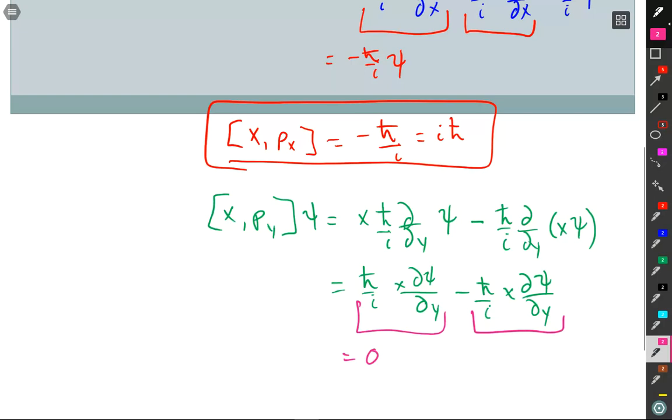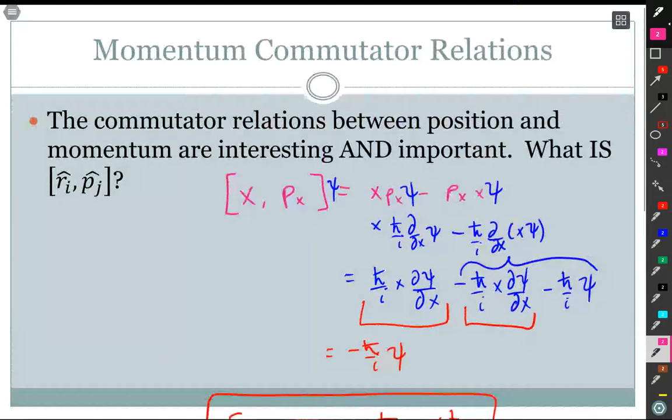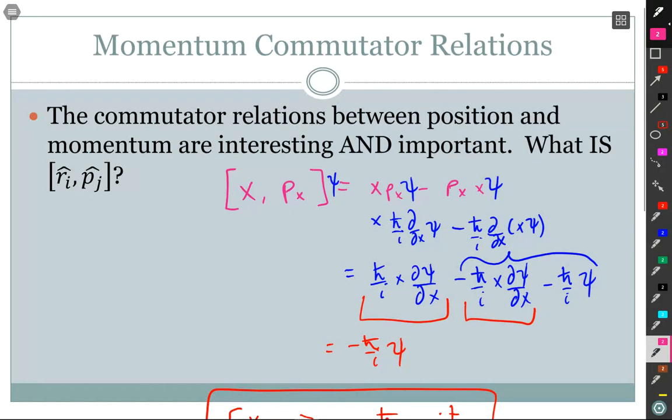And what about x, p sub z? That also commutes, right? So we have some simple commutator relations here between position and momentum. We can know the position in the x-axis and the momentum in the y-axis simultaneously. We can't know the position in the x-axis and the momentum in the x-axis simultaneously. We know perpendicular directions simultaneously.